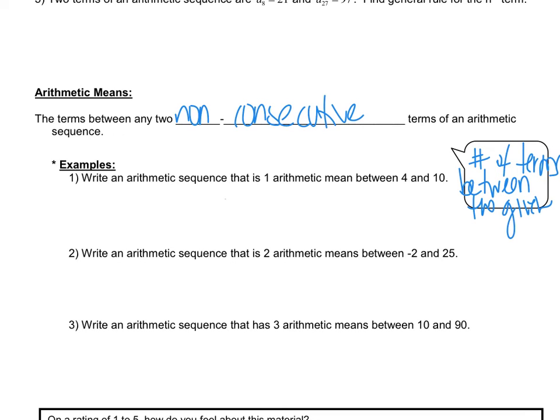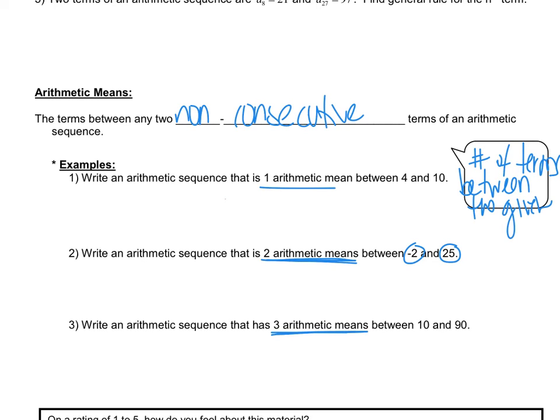Okay, so for example, in number 2, we'll do this one since it's kind of right in the middle of the other examples. You're given -2 and 25, and you're told that there's 2 arithmetic means. So what that means is there's 2 numbers between -2 and 25. So in number 1, one arithmetic mean would mean there's one number between 4 and 10. 3 arithmetic means means that there are three numbers between 10 and 90.